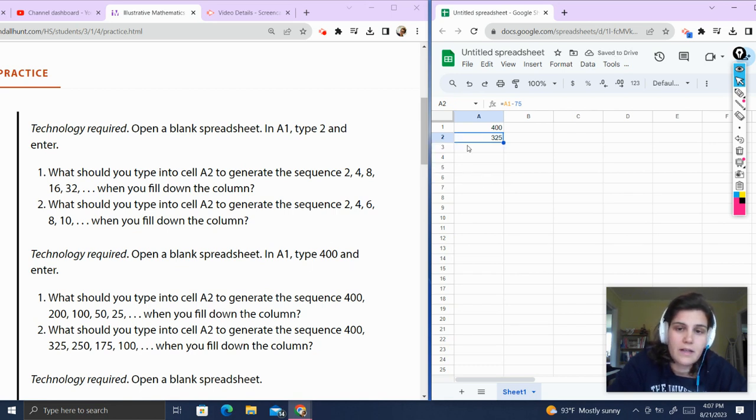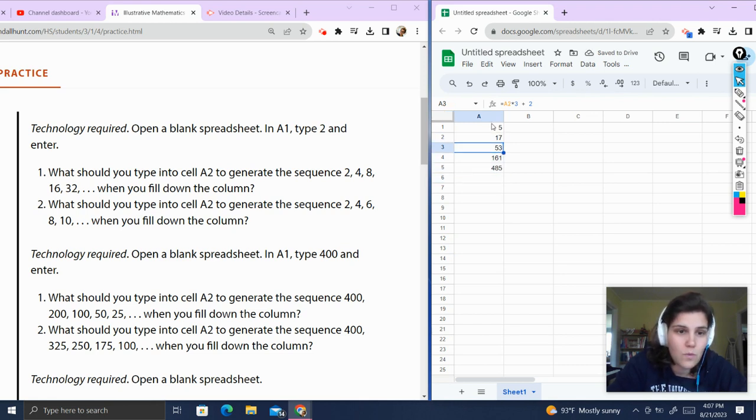Moving forward, if cell A1 is 5 and cell A2 is equal to A1 times 3 plus 2, what are the first 5 terms of the sequence? Let's figure it out. We typed it in, we dragged down, and we've got the first 5 terms. We're done. What about the next one?